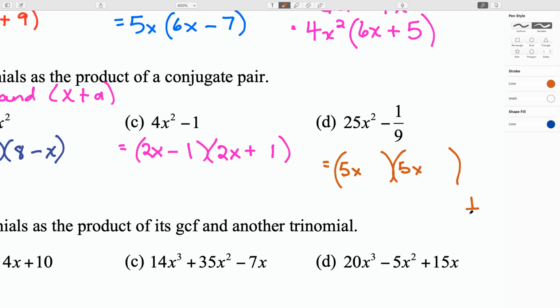Because 1/3 squared is 1/3 times 1/3, which is 1 over 9. So in my binomials, I need a negative 1/3 and a positive 1/3. And I'm done.